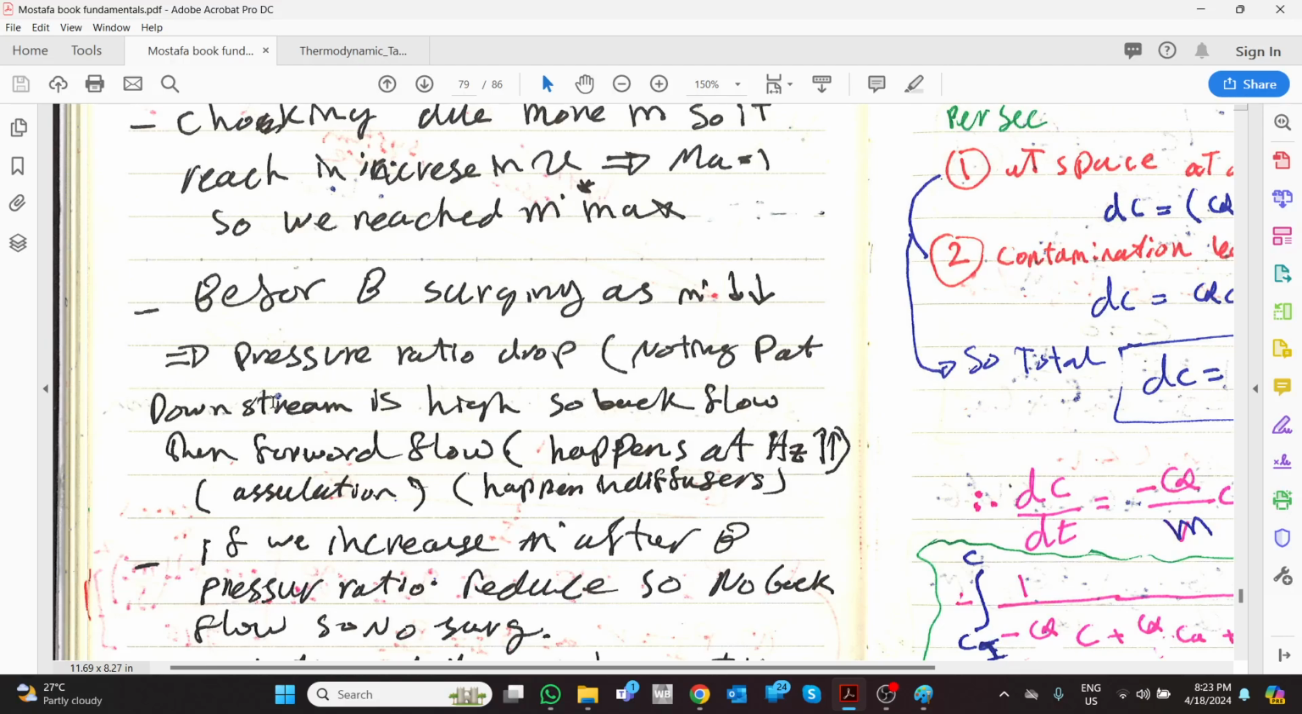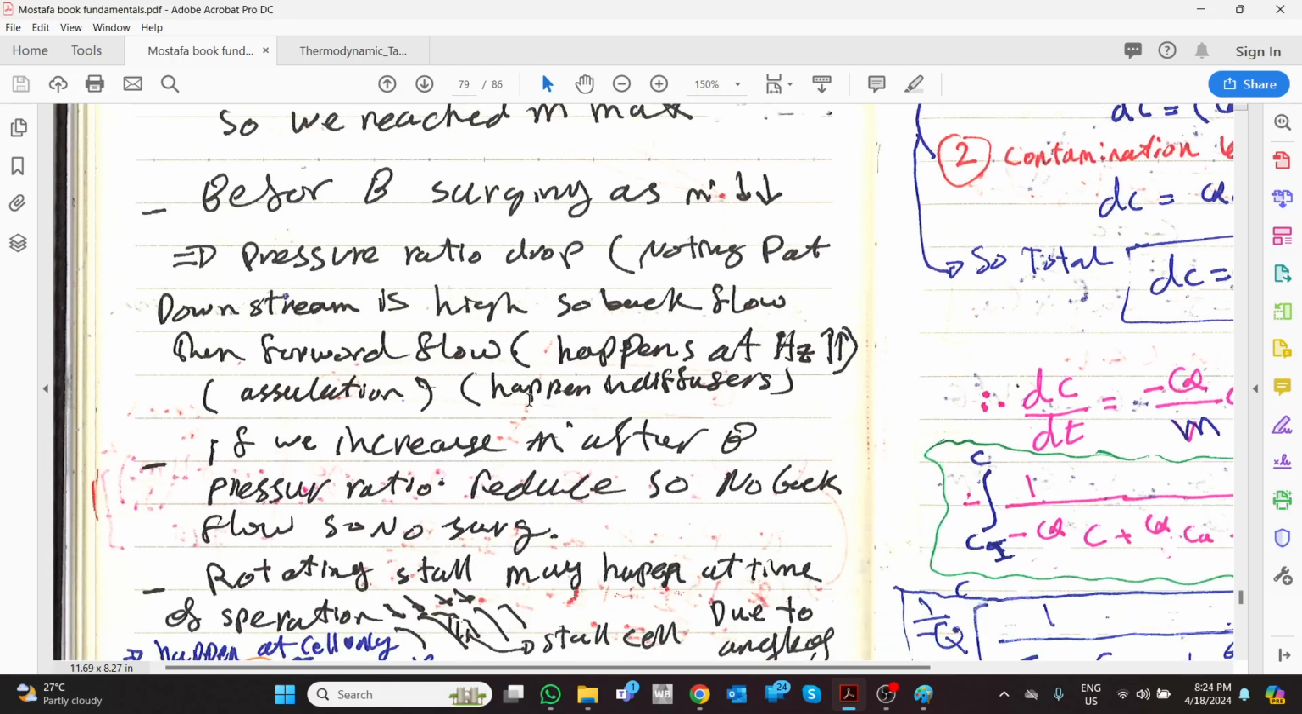So noting that at part load, downstream is higher, so backflow, then a forward flow, then a backflow, then a forward flow. It happens at high Hz, and happens at the diffusers, and we name it isolation, or it is going to isolate.